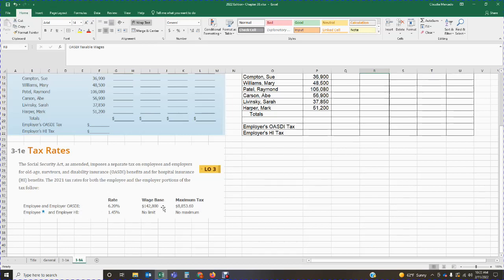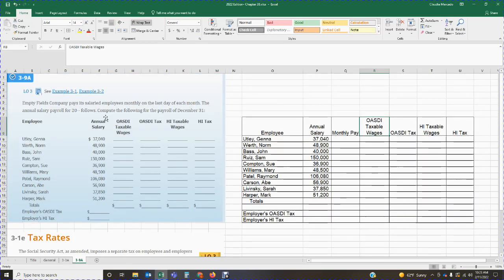Very, very important. We only pay OASDI taxes on the first $142,800 of wages earned. If the employee makes more than that, they will not pay any more OASDI tax for that year. They are capped at $8,853.60 of tax per year for OASDI. HI does not have a limit or a cap, so regardless if you make $1 million, $2 million, you still have to pay HI. But for OASDI, you will only pay tax up to the base of $142,800.